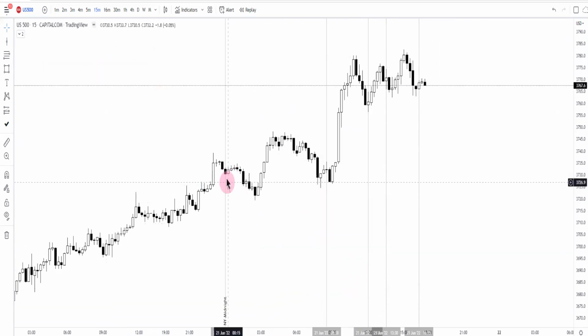If you look at the midnight open, this looks very clear to me. What they did today was they brought price down, so they gave you that Judas swing, right? And then they brought price back up higher. So that would already set you for the dealing range for the day.